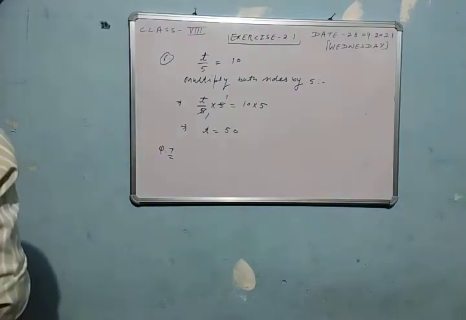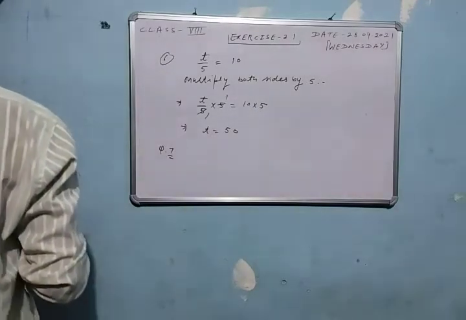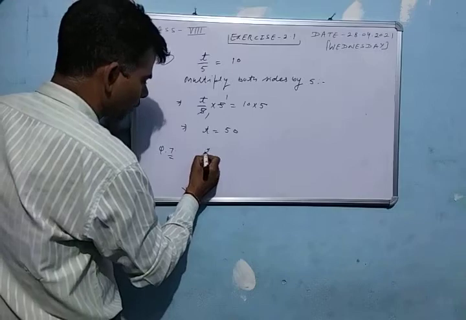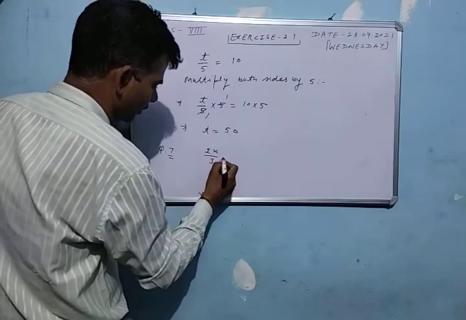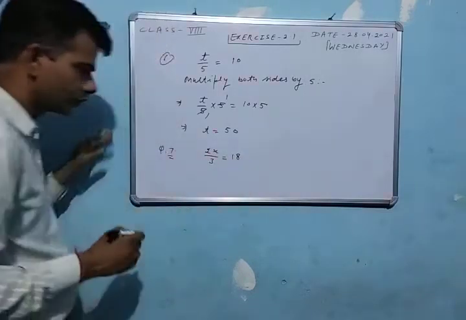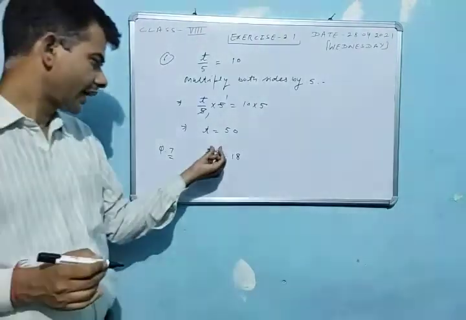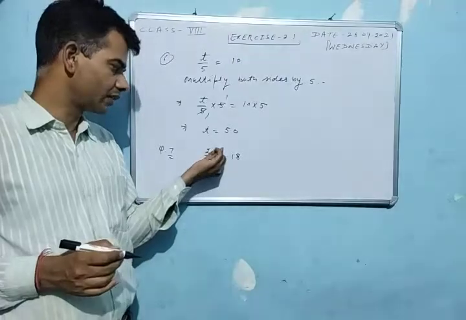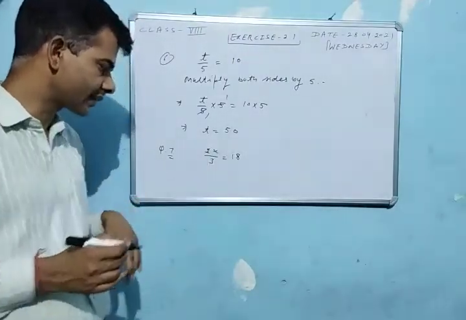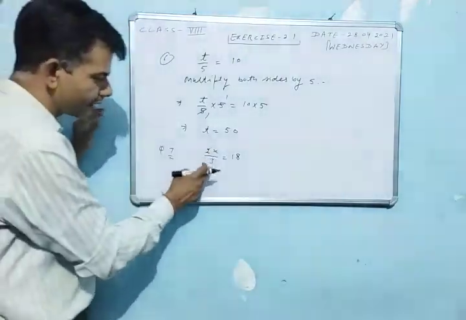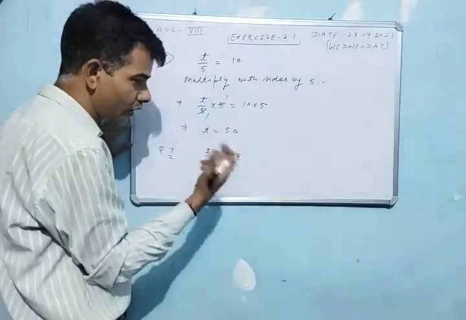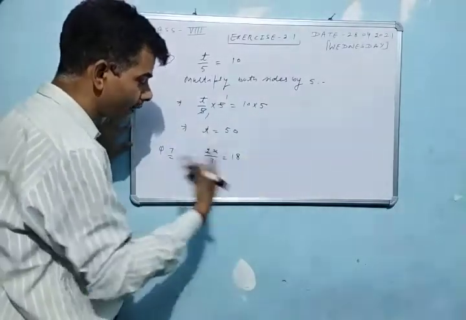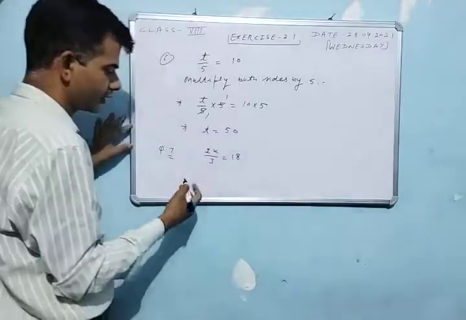That is 2x/3 = 18. Now students, 2x is divided by 3. We have to find out the value of x, that is the variable x. Since it is divided by 3, we multiply both sides by 3.